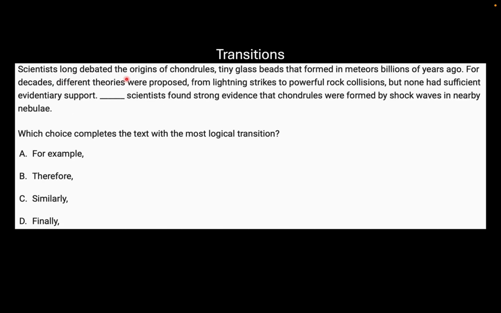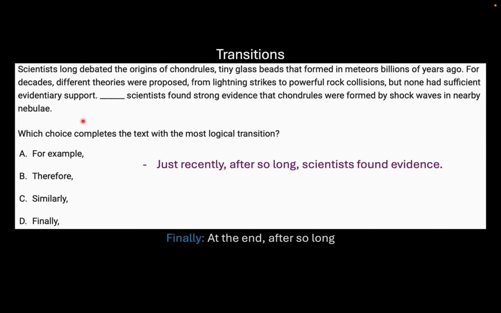Scientists long debated the origins of chondrules, tiny glass beads that form in meteors billions of years ago. For decades, different theories were proposed, from lightning strikes to powerful rock collisions, but none had sufficient evidentiary support. Scientists found strong evidence that chondrules were formed by shockwaves in nearby nebula. So just recently, after so long, scientists found evidence.